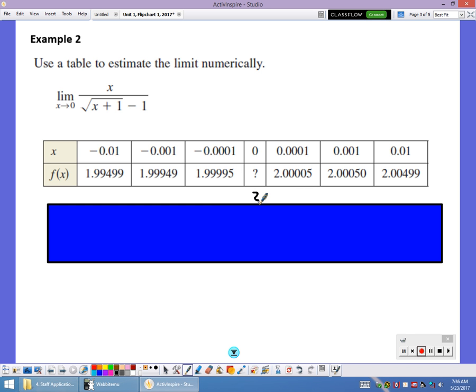I'm going to show you in our next video how to solve this problem algebraically without your calculator. But in this first video, or in this first assignment, we're going to be using our technology, our calculator, to evaluate these limits.